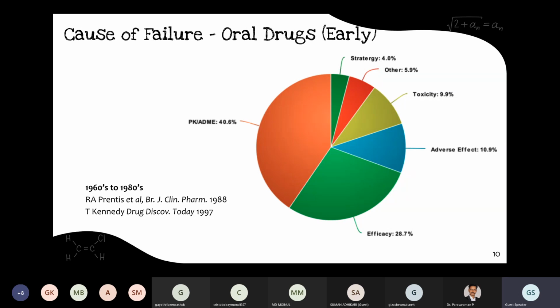Now, between the 1960s and 1980s, these are the two papers I've used to get this data. You can see pharmacokinetics and ADME properties had a major role in the failures of drugs, including efficacy, but not strategy, toxicity, or adverse effects, because we were always playing around with the standards already known, and making compounds from human expertise. We did not explore a lot of diverse or unknown space. We were always focused within the space known to us, which is expert, and so it works. The only problems were ADME properties and efficacy.